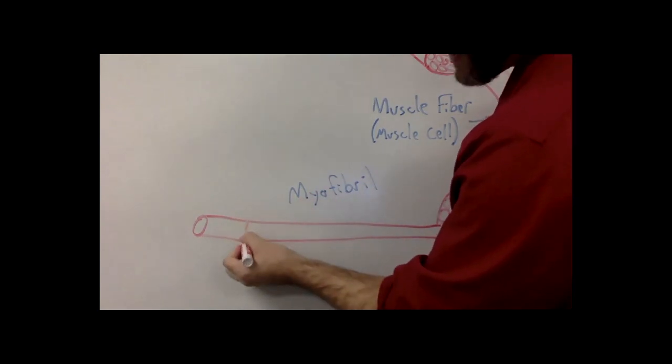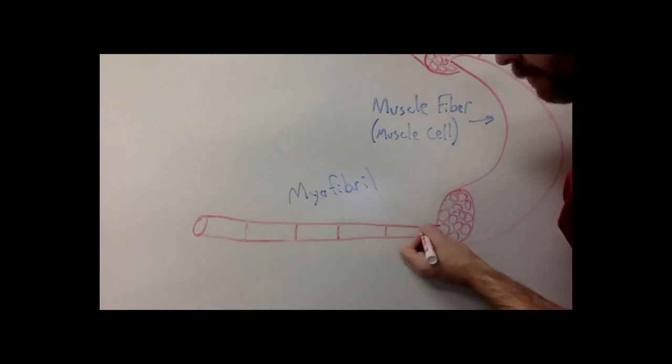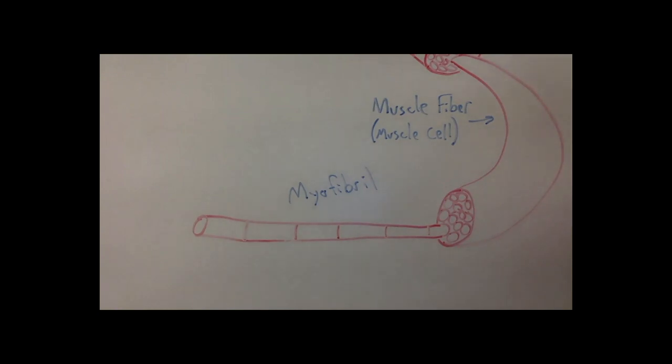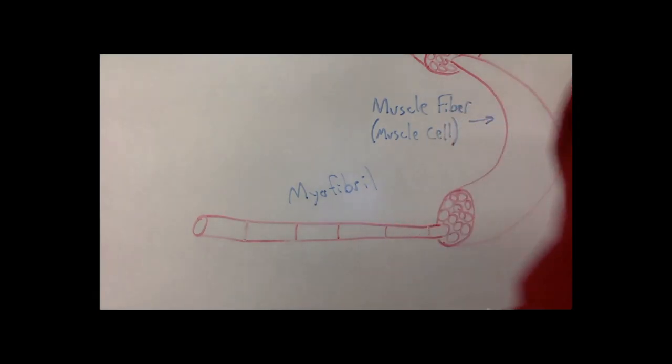actually going to segment the myofibril. And inside that myofibril, we are going to have two different proteins that are working together. What color should I use? Let's go with purple and green. Make things stand out a bit, right?